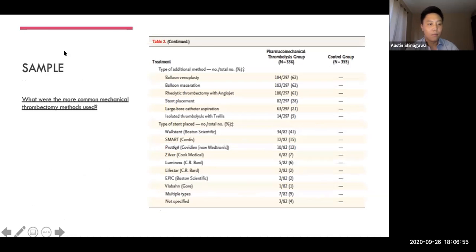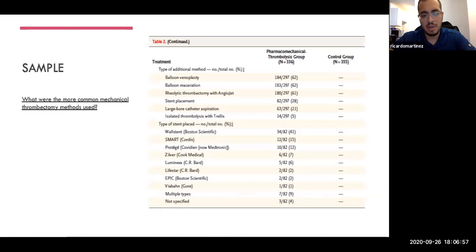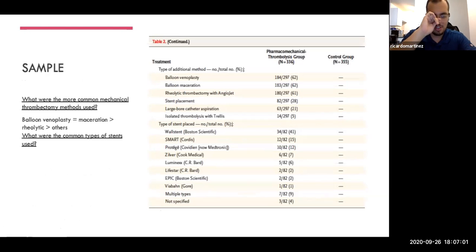Okay. And so the more common mechanical thrombectomy methods used, balloon venoplasty, maceration, and rheolytic, were the more common ones compared to the other ones, and the common types of stents here as well were the Wallstent, Smart, and Protege.